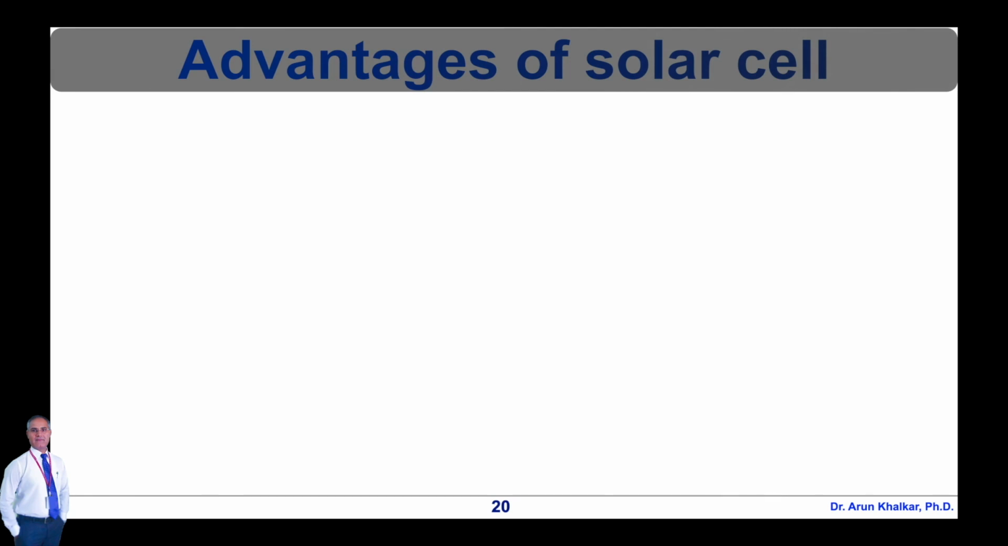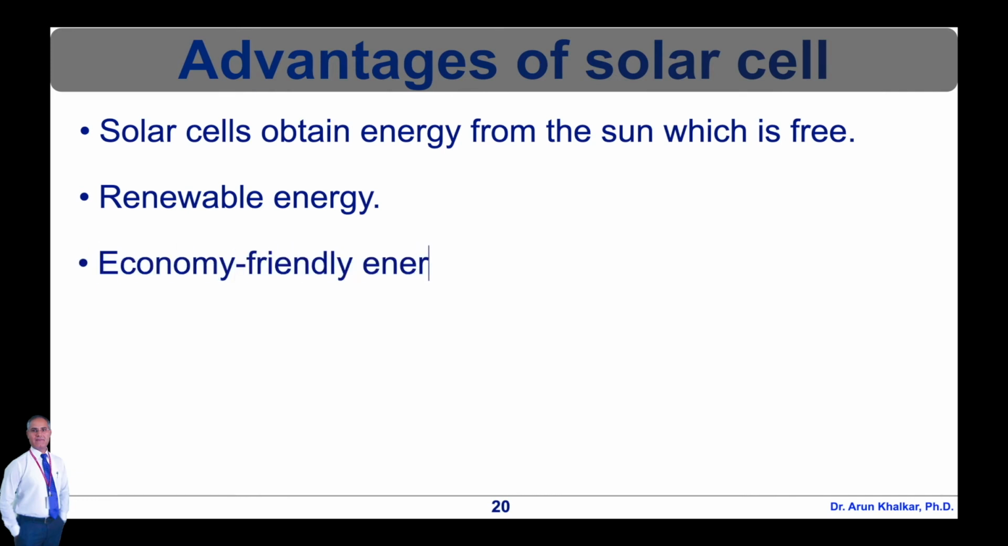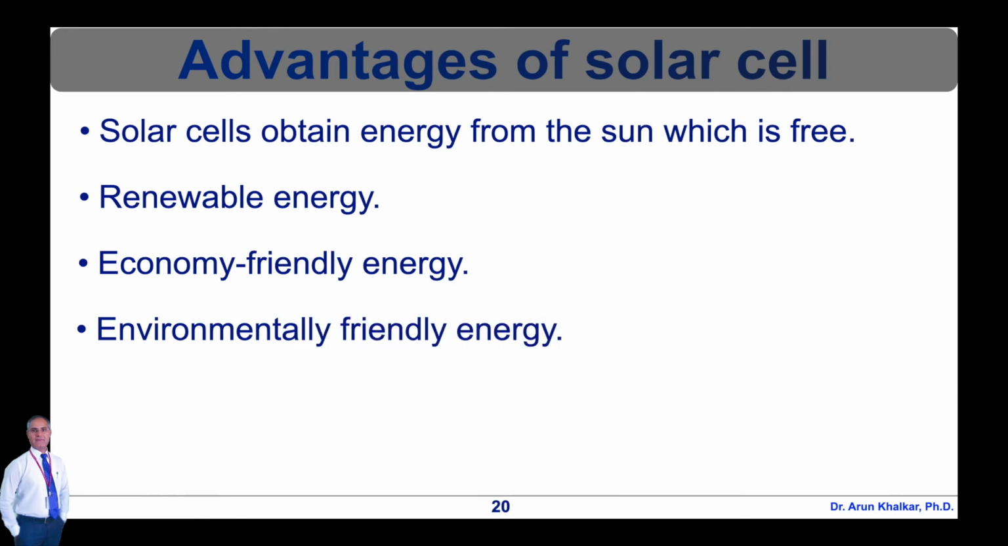Now let's see the advantages of solar cells. Solar cells obtain energy from the sun and transform this into usable electricity. Renewable energy: the energy can be used both to generate electricity and heat, either through a solar photovoltaic system or a solar thermal system. Economy friendly energy: once the installation is made, solar cells can be operated at almost no cost except maintenance. Environmentally friendly energy: solar cells produce energy without pollution.